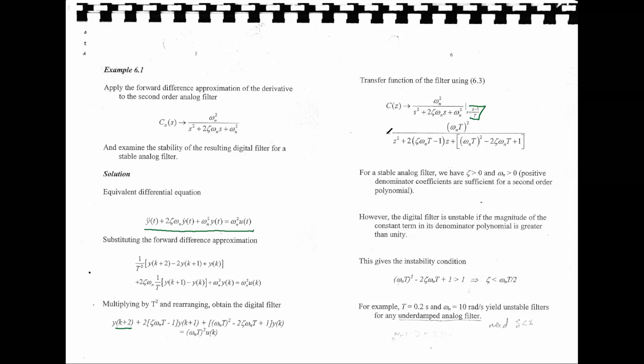Now, in terms of where the poles lie of this transformed digital filter, what we can do is find the roots of this, and then we can know whether this is stable or not. If both the roots lie within the unit circle, then it's stable. And if you look at the equation, it says for a stable analog filter, we have zeta greater than 0 and omega n greater than 0. Positive denominator coefficients are sufficient for a second order polynomial. So if you have positive coefficients here, then we can say that this is going to be a stable filter.